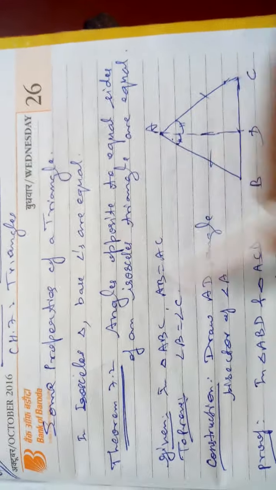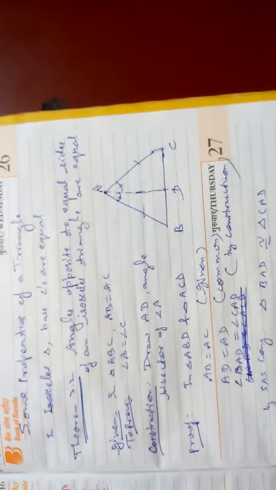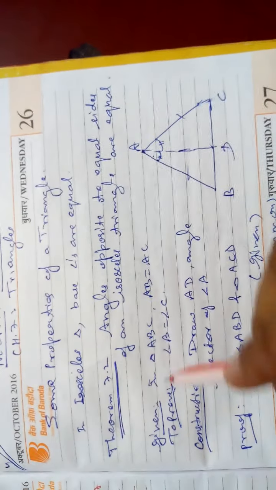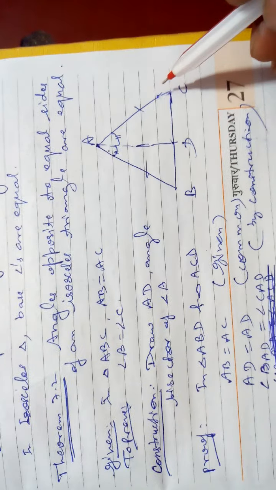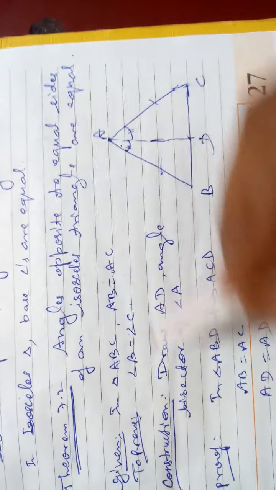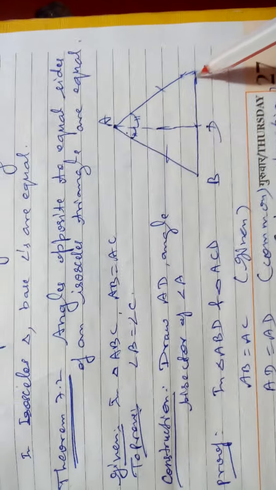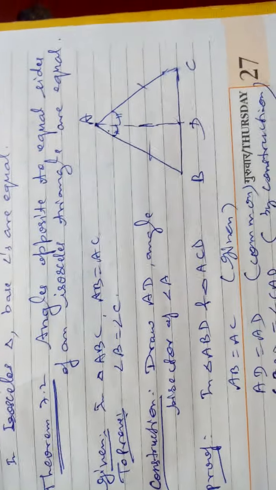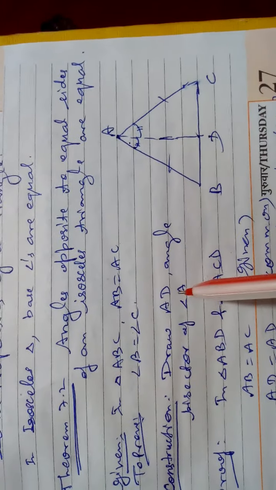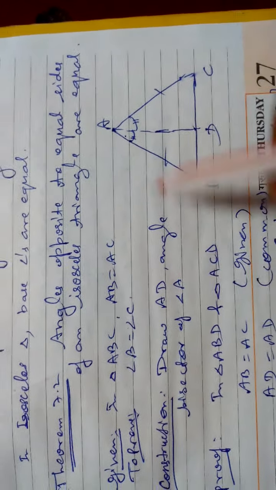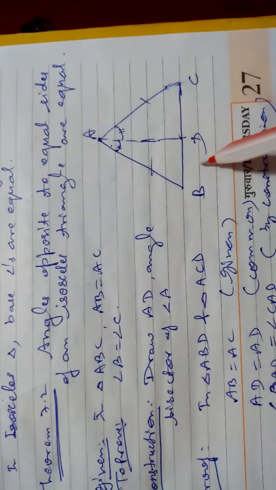Now how will you prove this theorem? Given: triangle ABC, in which AB equals AC. You want to prove angle B equals angle C. First of all, construction: we will draw a line AD, which is the angle bisector of angle A, meets BC at D.